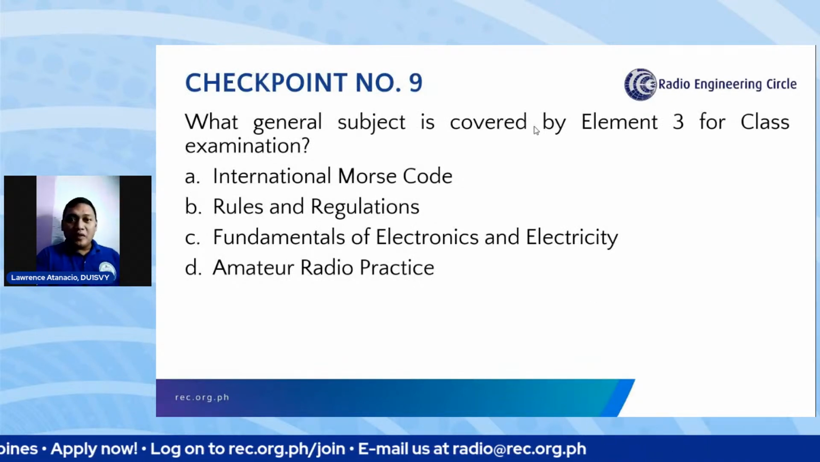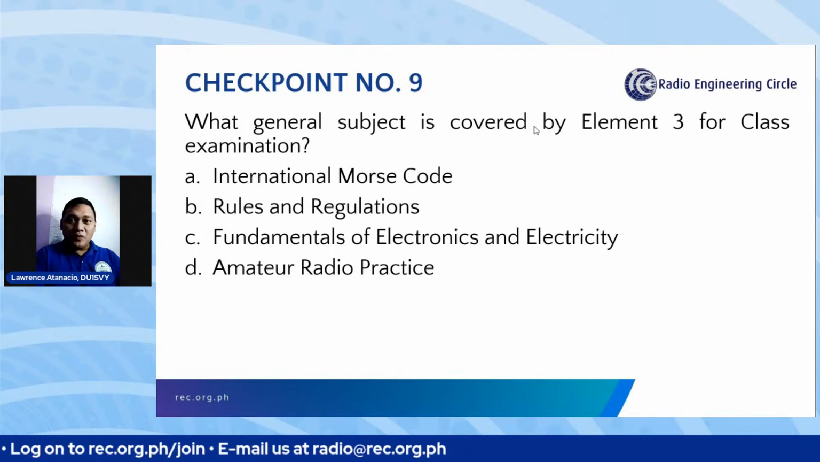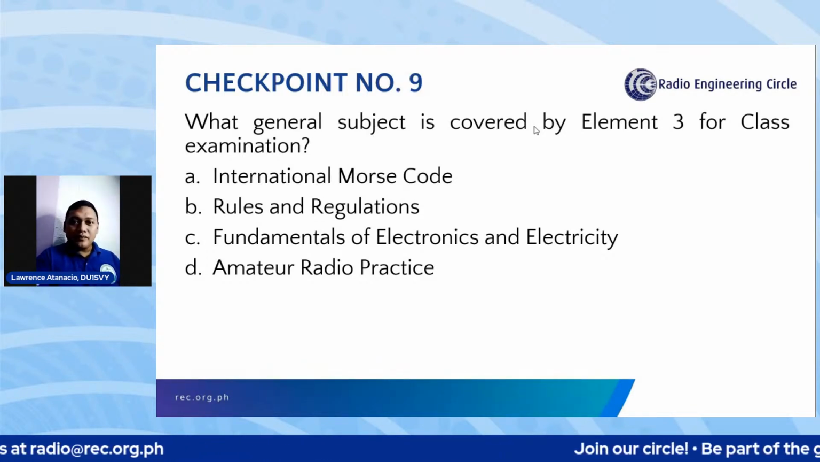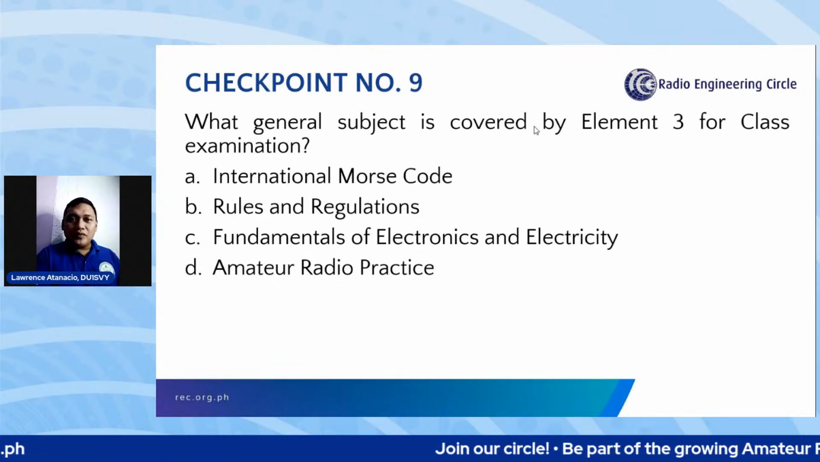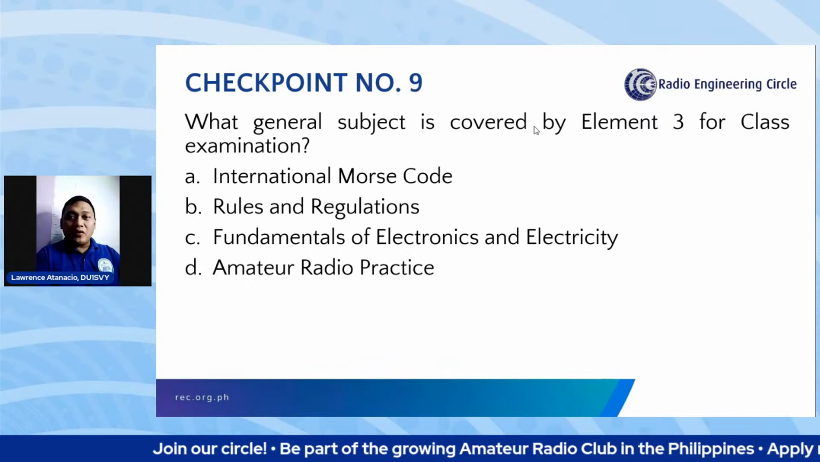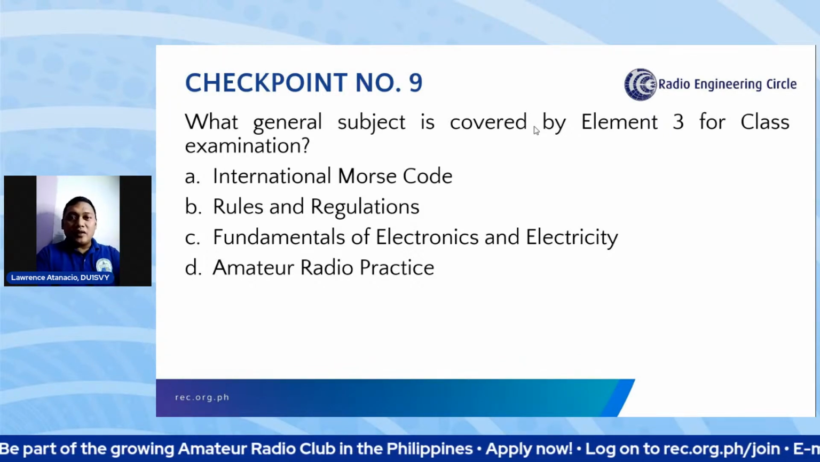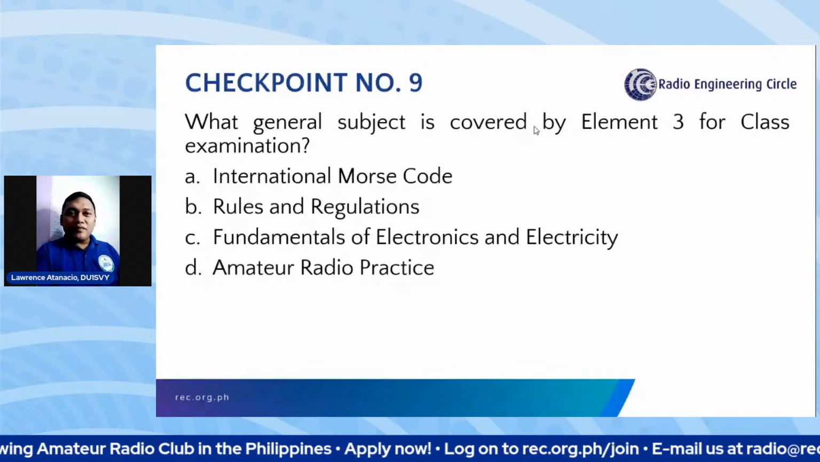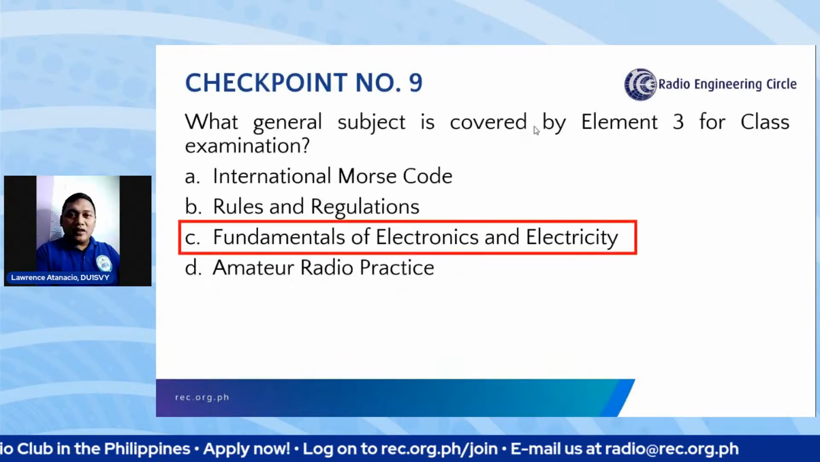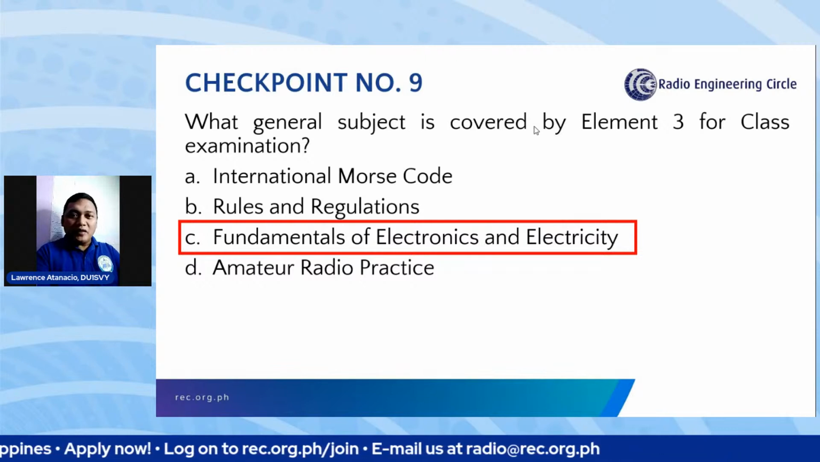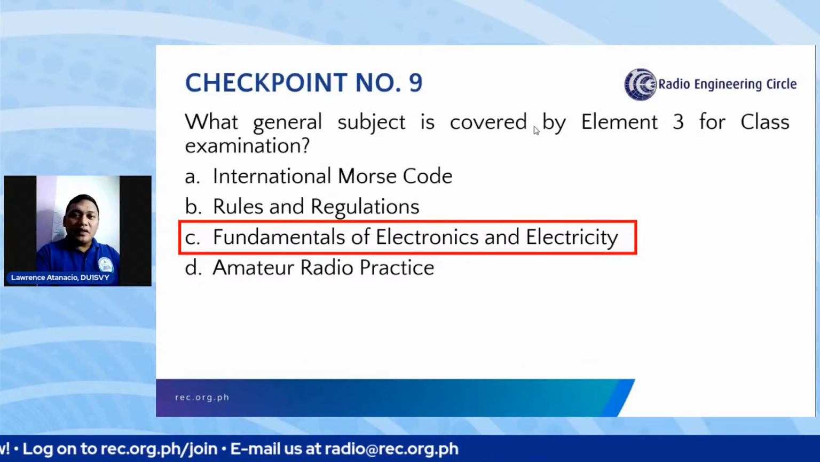Okay, checkpoint number 9. What general subject is covered by element 3 for Class C examination? A. International Morse Code. B. Rules and regulations. C. Fundamentals of electronics and electricity. Or D. Amateur radio practice. Ano po ang tamang sagot dyan? Sino po makakasagot sa ating FB Live? Yan. Letter C. Fundamentals of electronics and electricity. Next slide.